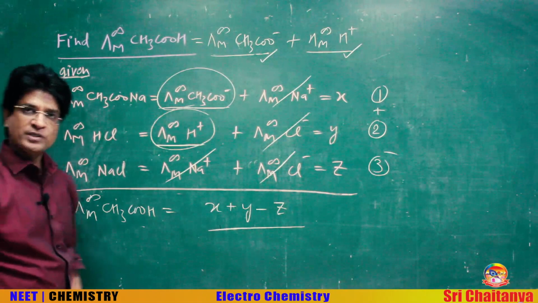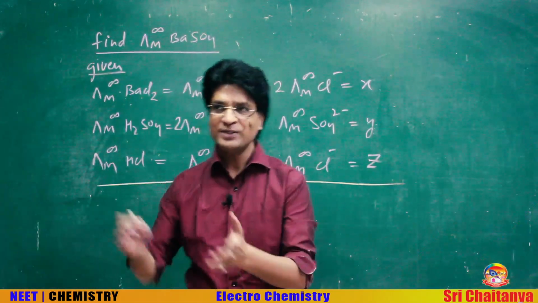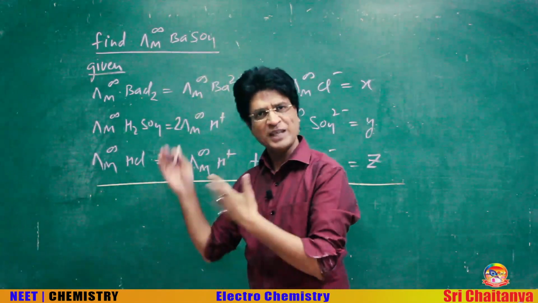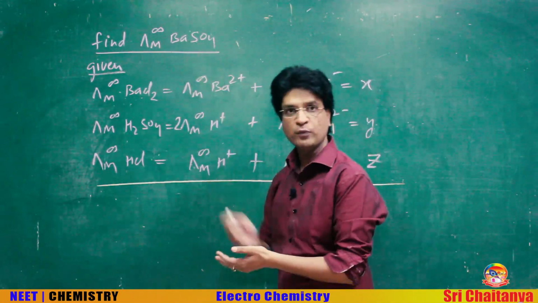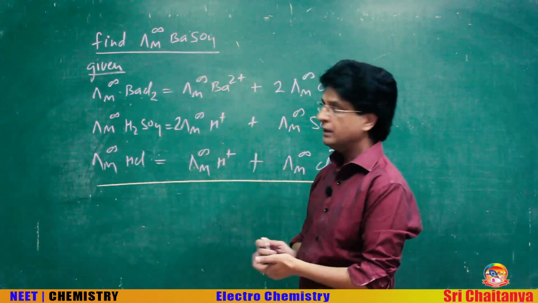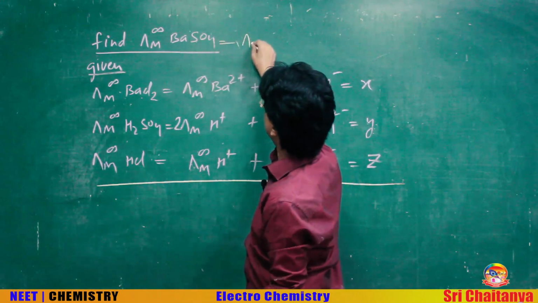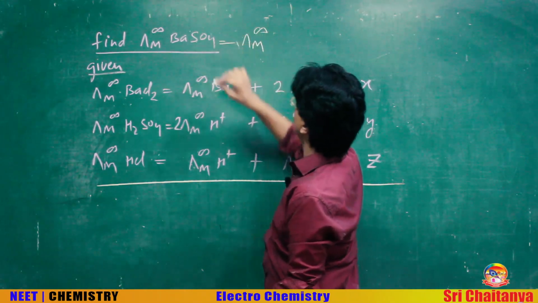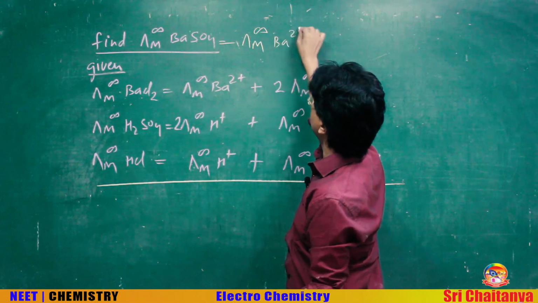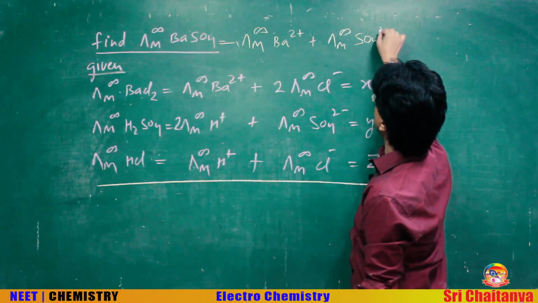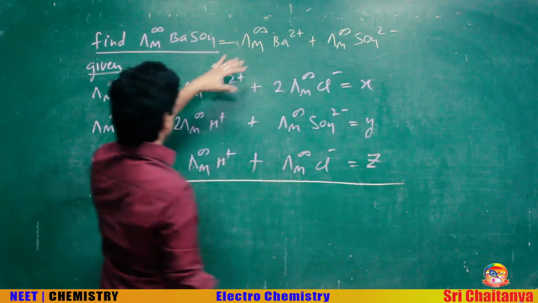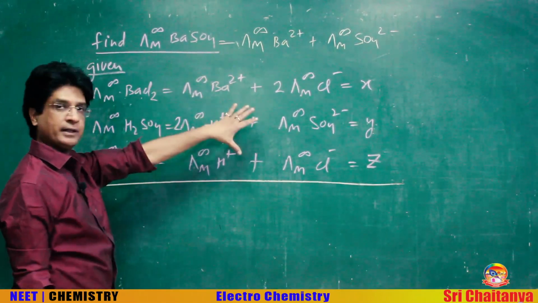Okay? I hope it's clear. So now let's quickly see the next question of the same format. We have to find out the molar conductivity of barium sulfate with the help of this given data. Now this will be actually equal to, according to Kohlrausch law, molar conductivity of barium ions plus molar conductivity of sulfate ions.